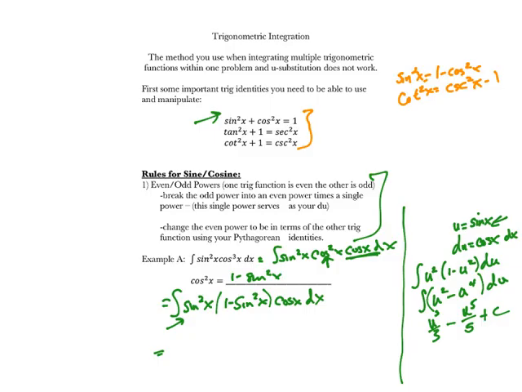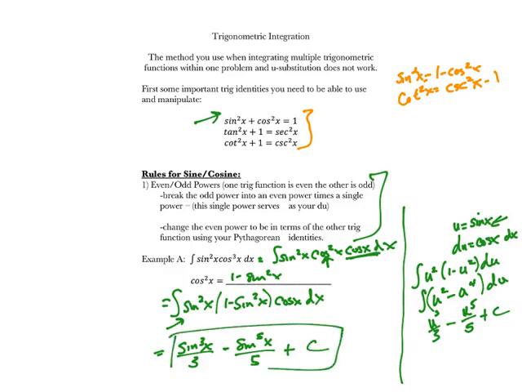Coming back over to my problem, that means then that I have to change my u's back to what they represent. So this integral of sine squared cosine cubed would turn out to be sine cubed x over 3 minus sine to the fifth x over 5 plus c. And that would be the answer to my integral problem. So again, if you have even and odd powers, the odd breaks down into an even times an odd. That odd is your du. Okay?